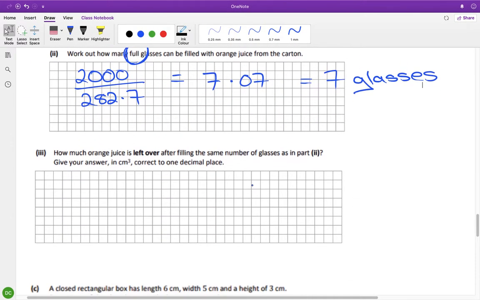Okay, how much orange juice is left over? How much orange juice is left over after filling the same number of glasses as in part 2?